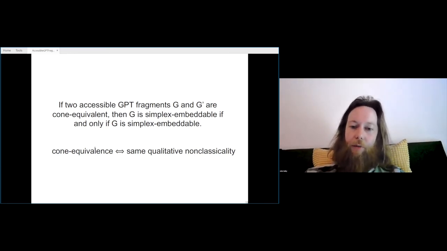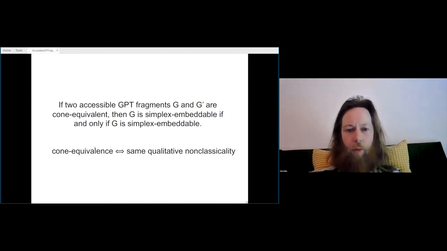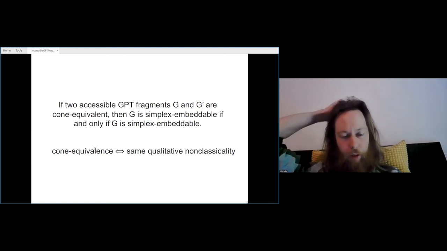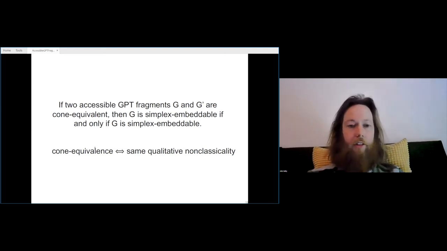It could be that if we start to get into quantitative measures of non-classicality, then we start to see a difference between them. But at least on a qualitative level, just whether they're simplex embeddable or not, the assessment is the same. I don't really have time to go into details about how this is proved. It's not a hugely complicated proof, though, so have a look at the paper to see that.